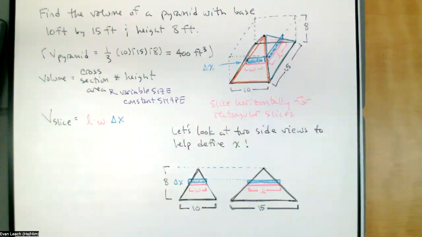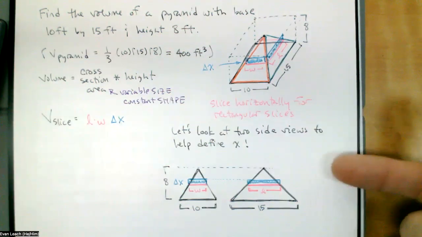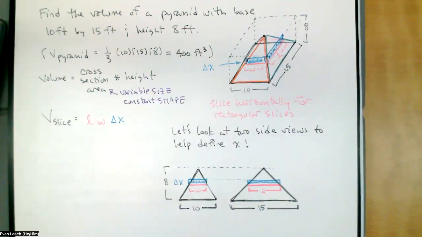I need to write the length and the width in terms of some variable x. So that means we need to define something x. We have two reasonable choices, either from the bottom of the pyramid up to the slice or from the top of the pyramid down to the slice. It doesn't matter which one, but since we're going to predict that we're going to use similar triangles, I'm going to define x to be from the top of the pyramid down to the slice.